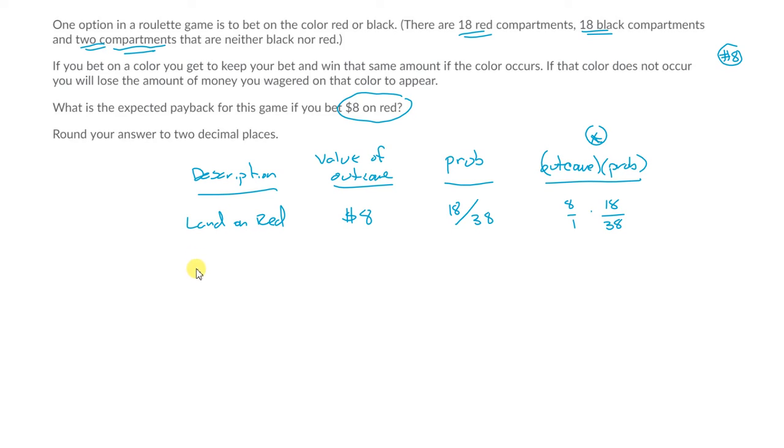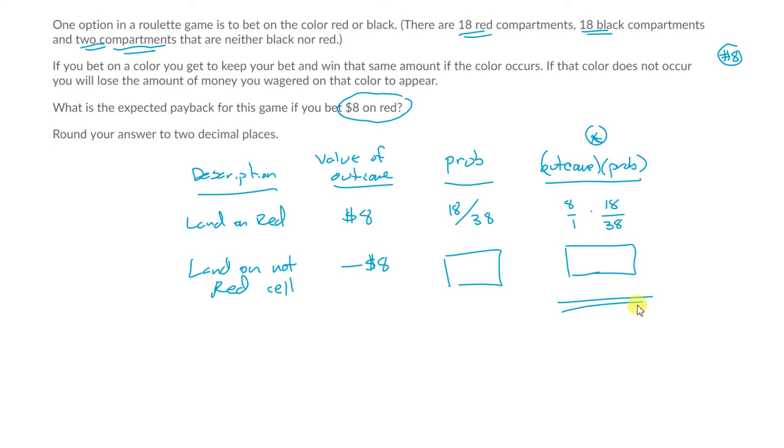Now, what if you land on something that's not red? I'm not sure what you call them on roulette. I don't gamble, but let's say you land on something that's not red. How much do you win? Well, actually, you lose $8. You lose your bet. What's the probability of that? I'll leave that up to you. And how do you do this? I'll leave that up to you. Then you just add up this column, and that's going to be your expected value.